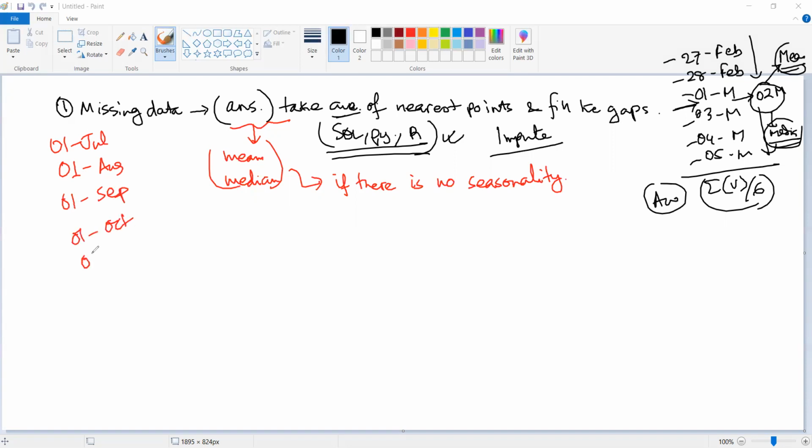1st of October, I have some data. 1st of November, I have some data, which means this count belongs to the month of July. This count belongs to August, September, October, and November. For some reason, I have missed out on the August data.